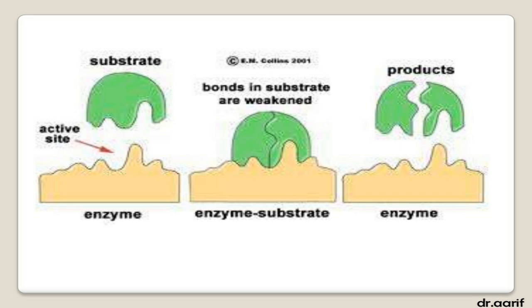Now, see the enzyme substrate reaction. Enzymes are very much specific to act on a specific substrate. First of all, enzyme and a substrate combine together and form a complex. Bonds in substrate are weakened, enzyme substrate complex is formed, and then substrate changes into product and enzyme is released.